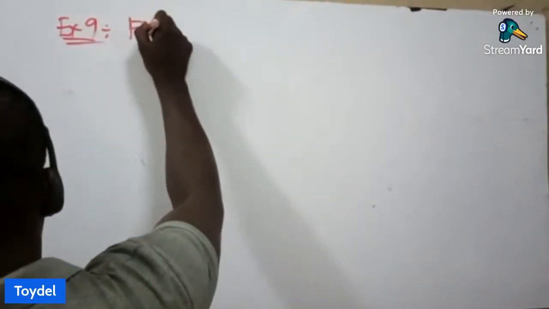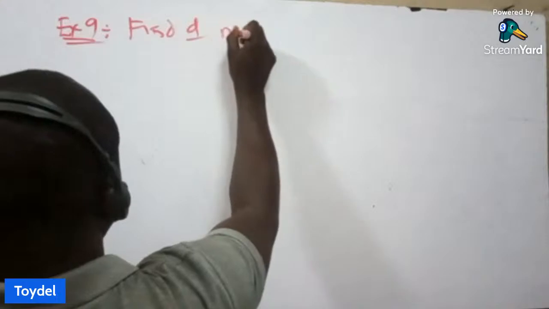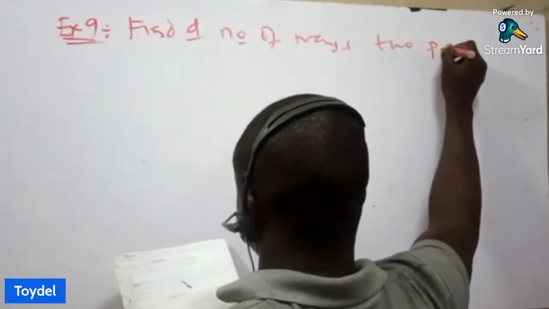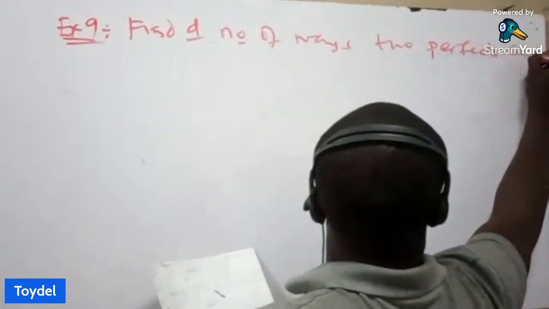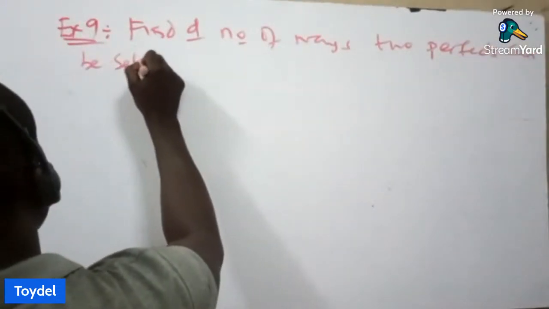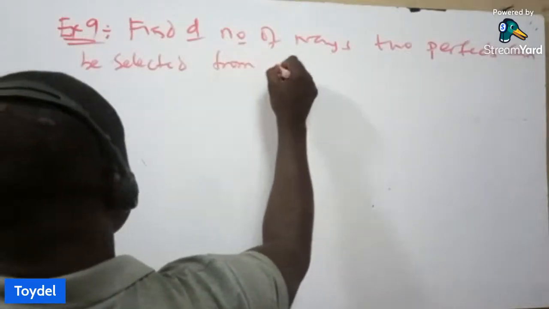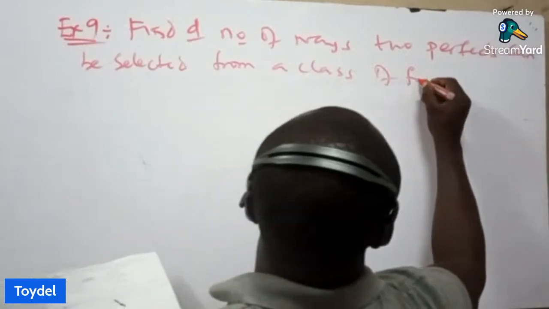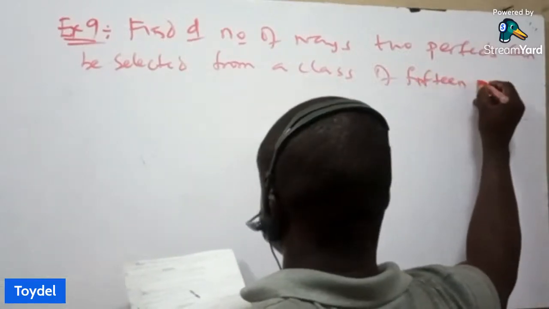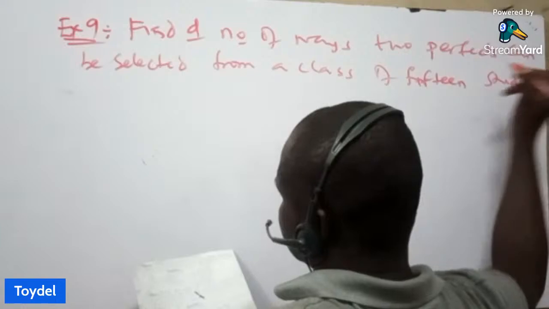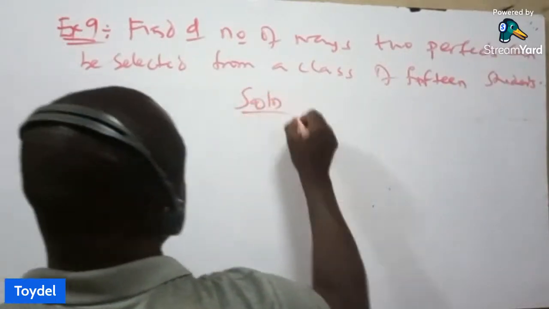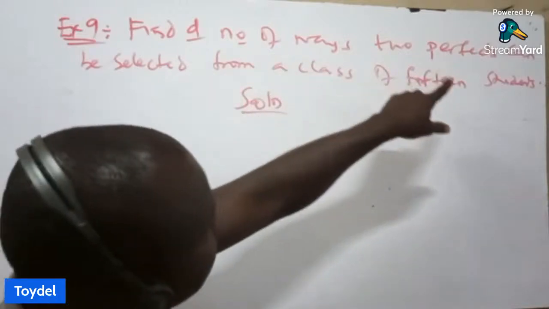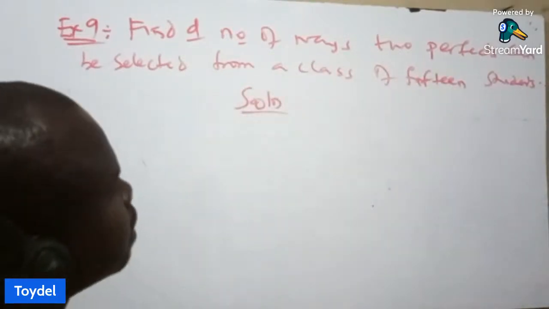So the question says, find the number of ways 2 prefects can be selected from a class of 15 students. So look at, in this case now, we have to find the number of ways 2 prefects can be selected from a class of 15 students.